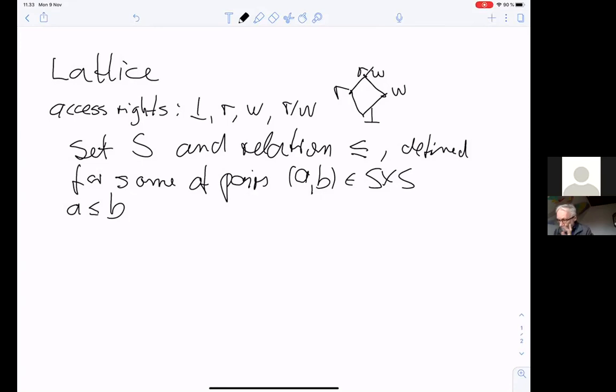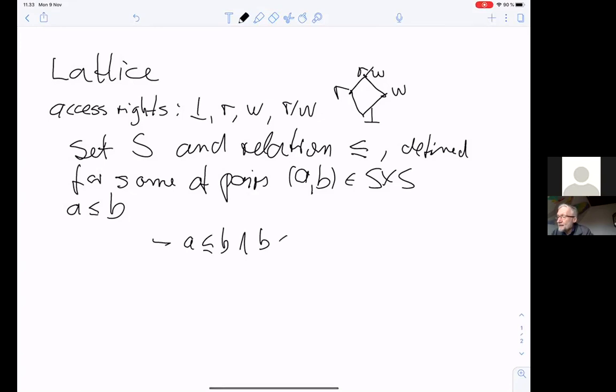Anyway, this relation must satisfy some basic rules in order for the whole thing to make sense. The conditions we have are, first of all, that we have something called transitivity. So if A is less than or equal to B and B is less than or equal to A, sorry, that was not right.